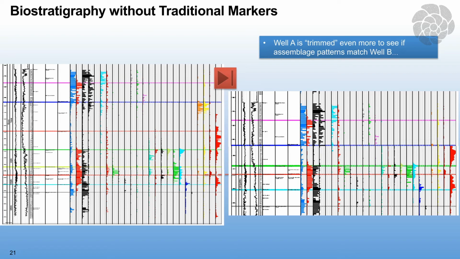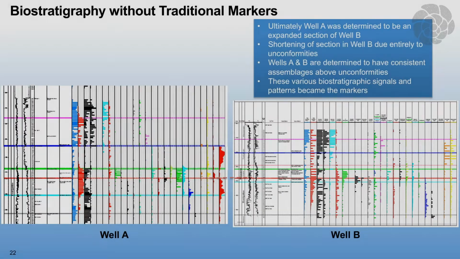Now he's trimming it down a little bit more to go from here to here. And then finally, he puts well A and well B back next to each other to see how similar they are now. And lo and behold, it pretty much looks like he's got the same section. Ultimately, well A was determined to be an expanded section of well B, and the shortening of the section in well B was due entirely to the unconformities.